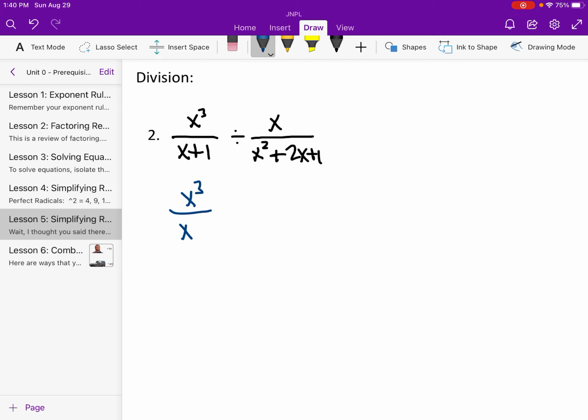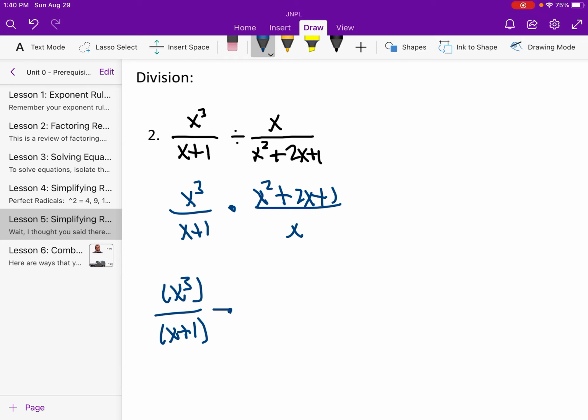x cubed divided by x plus 1 times, switch it, x squared plus 2x plus 1 over x. Now let's factor. x cubed cannot factor. x plus 1 cannot factor. This can factor. Oh, you didn't see me point because it. Yeah. That would be x plus 1, then over x.